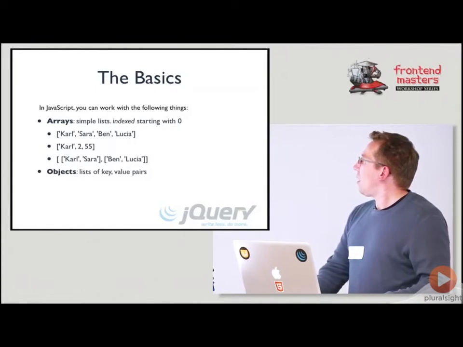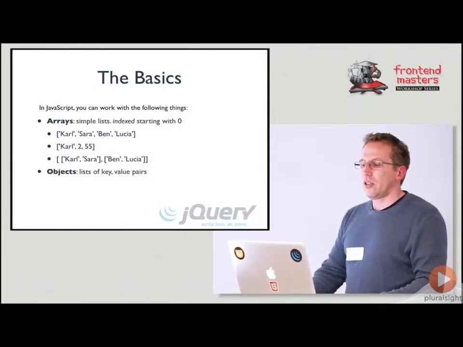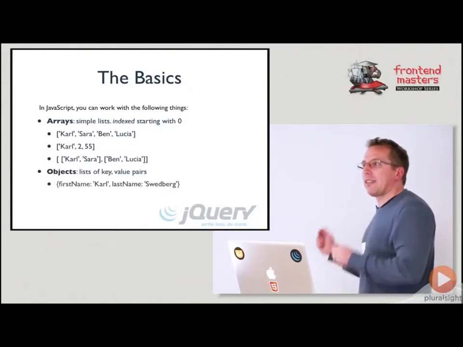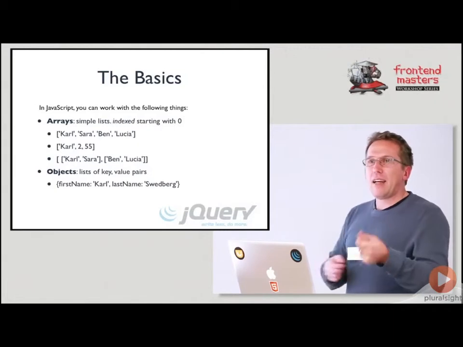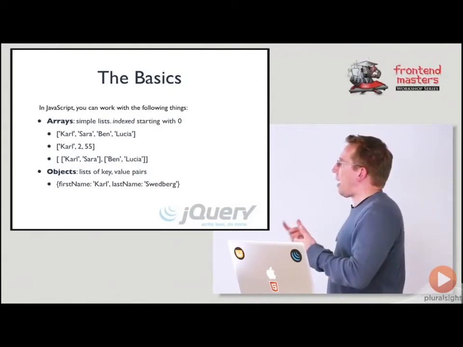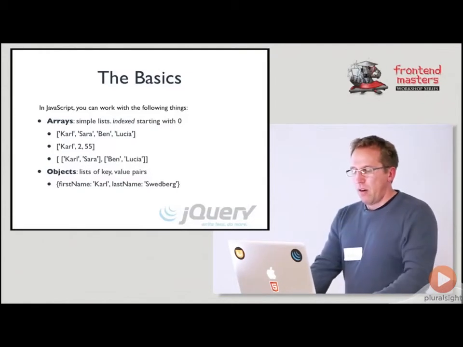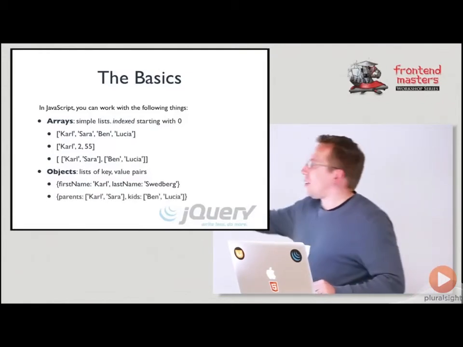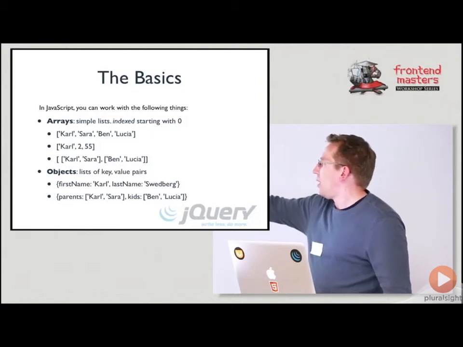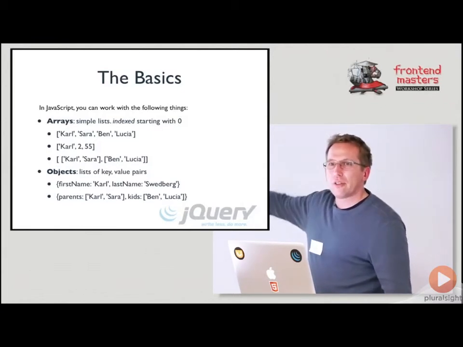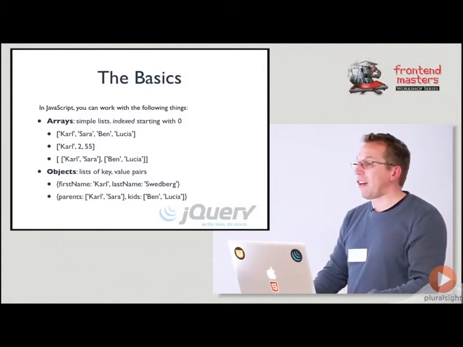Objects are lists of key value pairs. So here's where you have the curly braces instead of the square braces. You have a key or a property and its value. So first name Carl, last name Swedberg. Just like with your array, where you can have an array of arrays, you can have an object with arrays as the values, or anything as a value. You can have a function as a value.